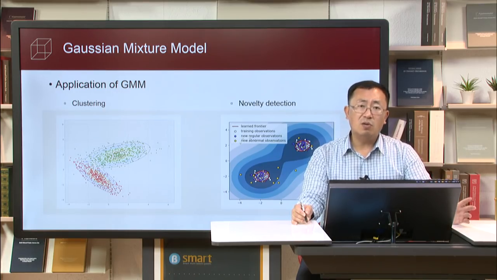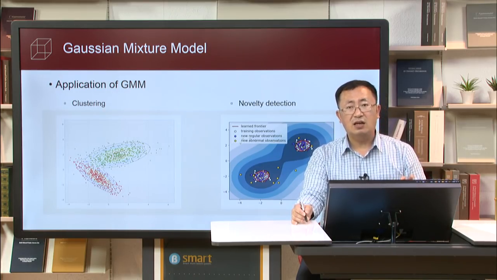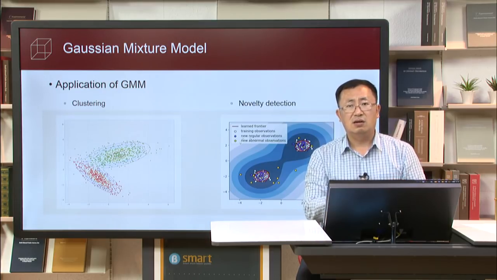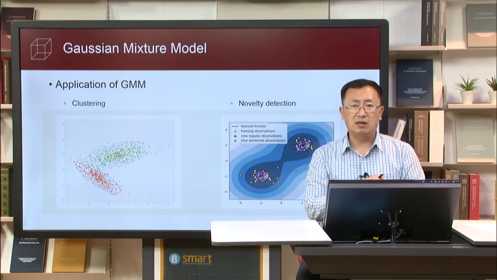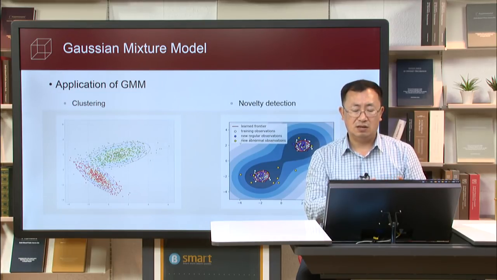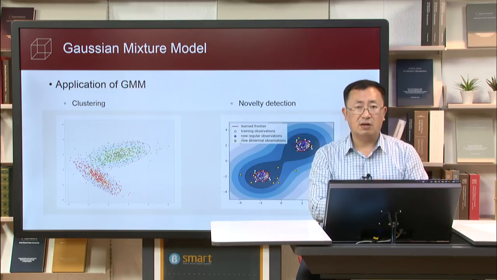Okay, so so far we quickly took a look at what the Gaussian mixture model is, and how the expectation maximization algorithm is applied to calculate the parameters, right?